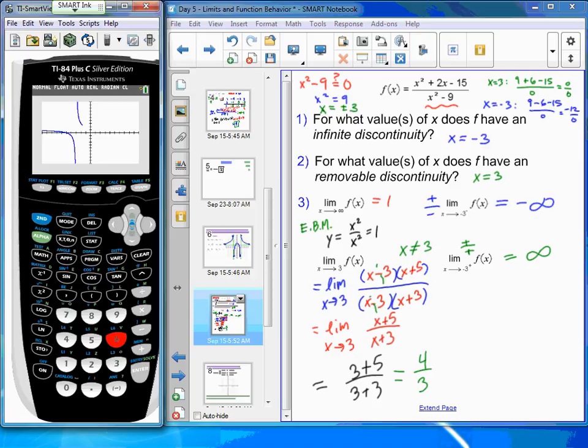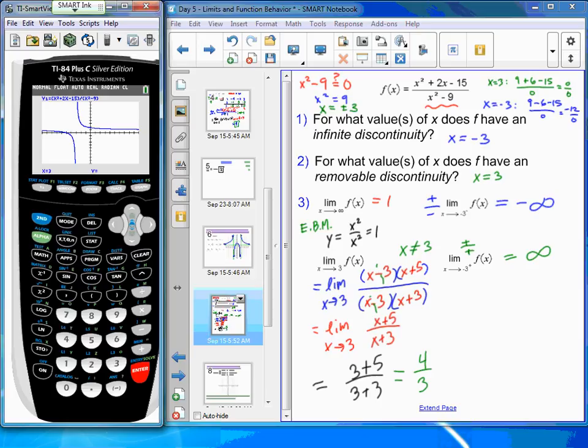So here we come. As x goes to -3 from the left, we went to negative infinity. As x goes to -3 from the right, we went to positive infinity. And if I were to trace and put in 3, would I get 4/3? No, the function's undefined there.